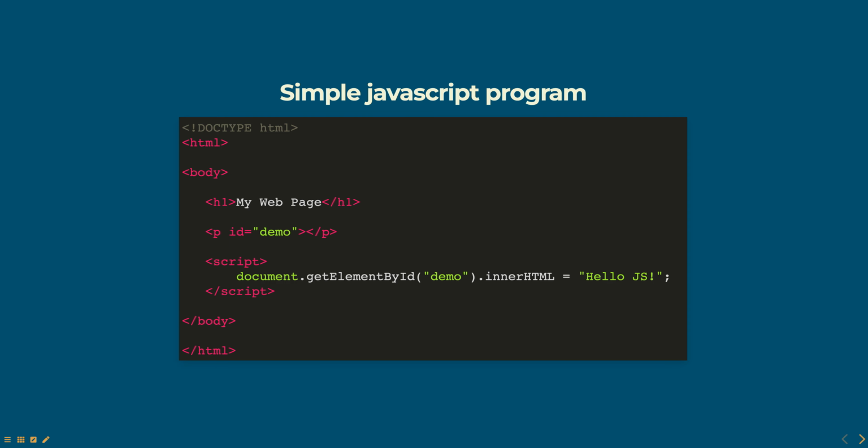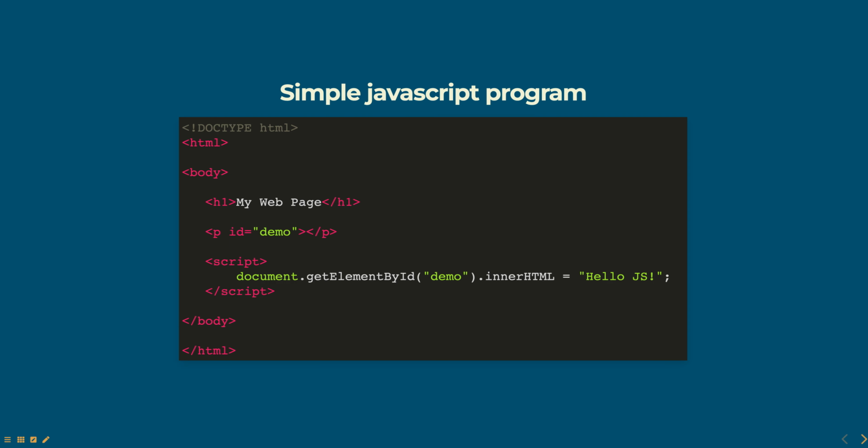Inside the body tag, there's an h1 tag that displays "My Web Page" as a heading on the page. Then there is a paragraph tag with an ID "demo". This element will be used to display the message hello.js.